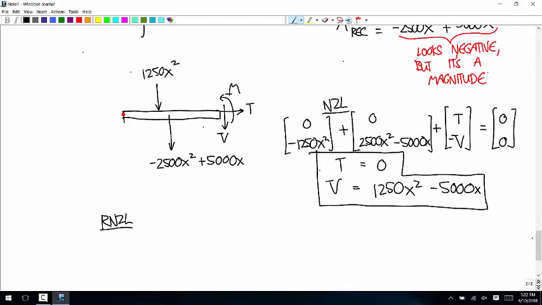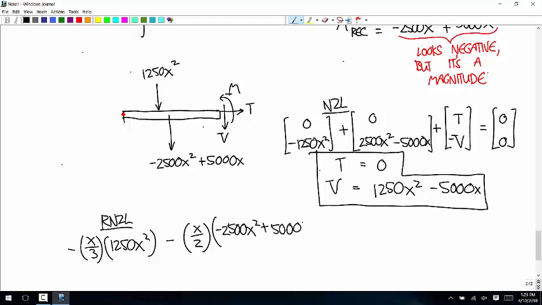Okay. And then the moment equation, the 1250x squared has a moment arm of x over 3. And that would be a clockwise rotation, so negative x over 3 times 1250x squared. And then another clockwise rotation, so minus x over 2 times, okay, so now you have to think about the magnitude of this again. This number here is the magnitude. So you don't want to put in the one that you got in the shear force. This is x over 2 times the quantity negative 2,500 x squared plus 5,000 x. And then plus M minus Vx is equal to 0.